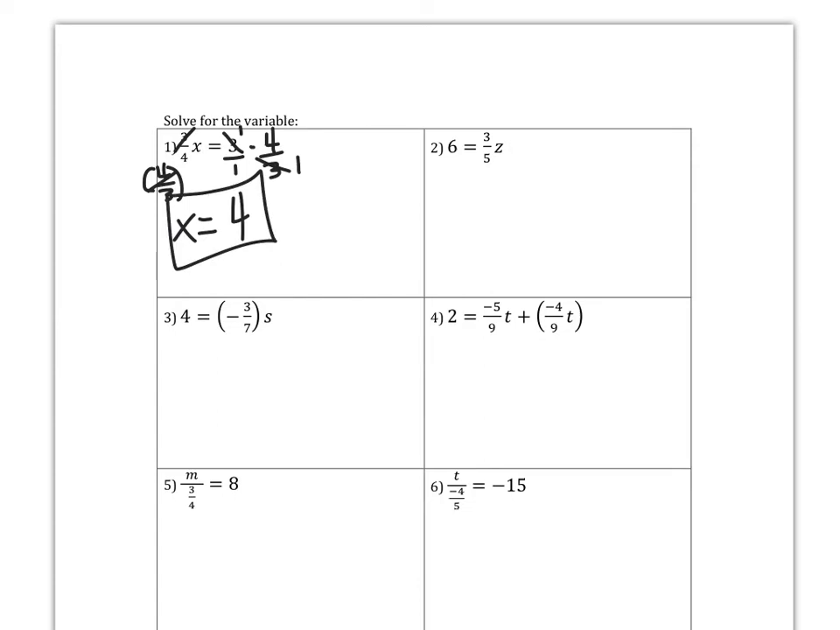Let's go down and do number 3. So my variable this time is way over here, and it's an s, but I do the same thing. It doesn't matter. So if I am wanting to get rid of this 3/7 fraction, I can multiply it by its reciprocal, and I'm also going to multiply it by its negative in order to get rid of the negative. Multiply it by negative 7/3, and those negatives cancel each other out and become a positive. And then I have to do the same to this side.